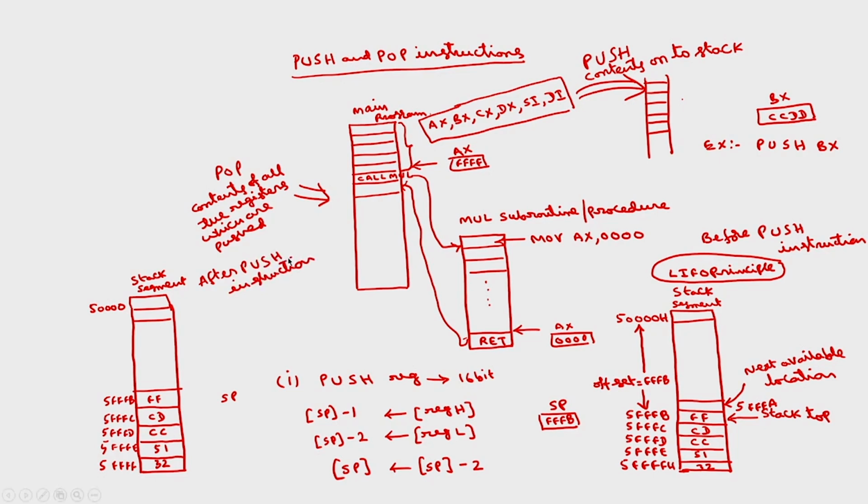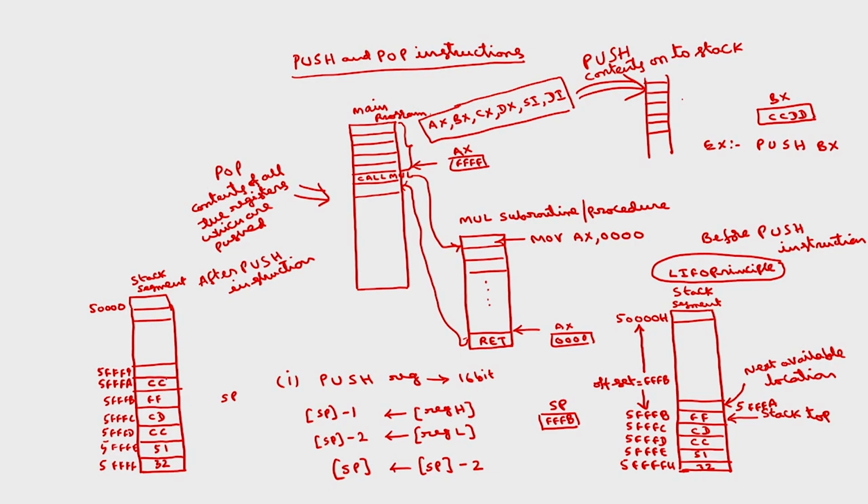According to this operation, the higher order 8 bits of the BX register, the example I have given is push BX with CC, will be transferred to the contents of SP minus 1. Here SP is FFFB, SP minus 1 becomes FFFA. So this is 5FFFA, and this will be 5FFF9. After 9, A will be there, 10 is A. So this CC will be transferred here.